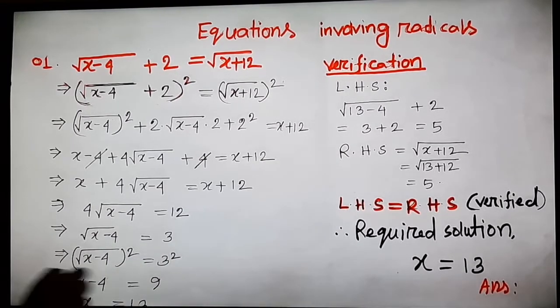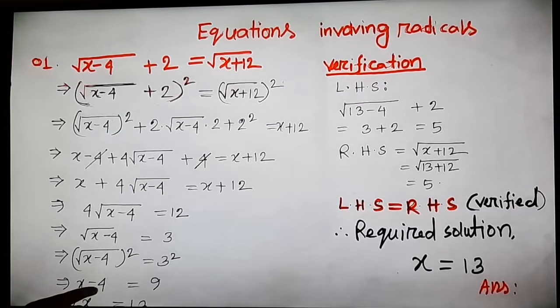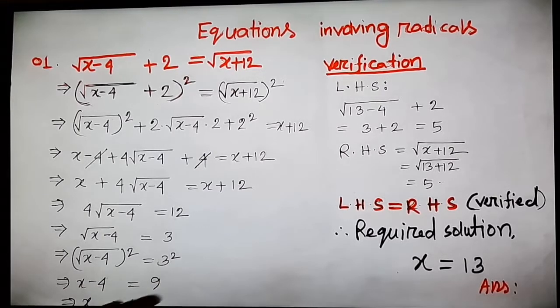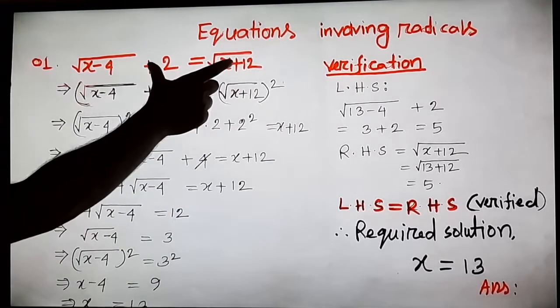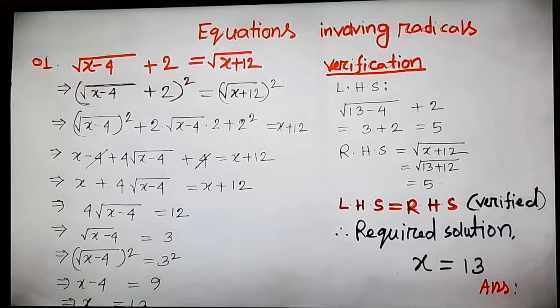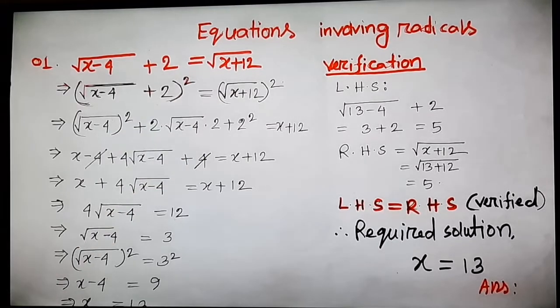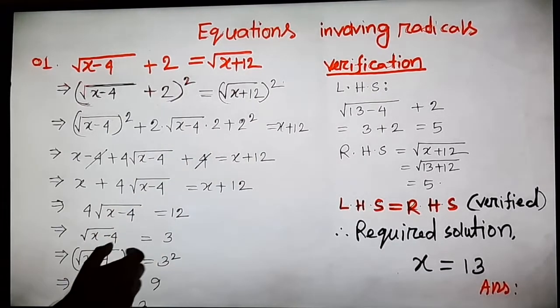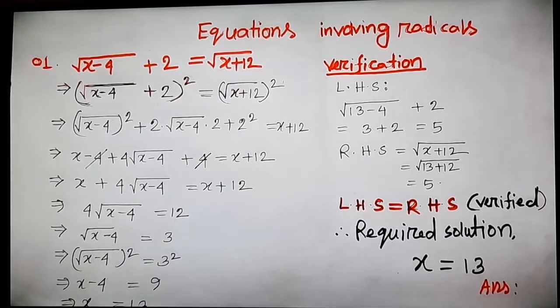So x minus 4 is equal to 9, so x is equal to 9 plus 4, which is 13. x is equal to 13. Now this is our possible solution of the original radical equation. After verification, we can confirm this is the root of this equation. We can observe our verification.